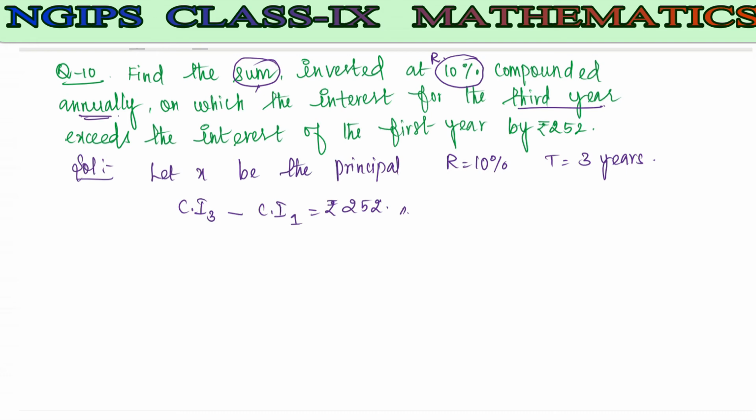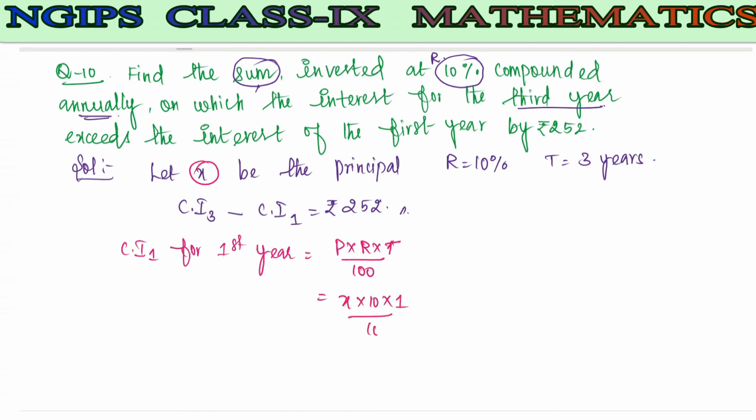Now I am going to apply the formula here. The compound interest for the first year is equal to principal into rate into time divided by 100. The principal is x, the rate is 10, the time period is 1, divided by 100. If you cancel the terms, a 0 gets cancelled, and we get x divided by 10. So this is the first year compound interest.